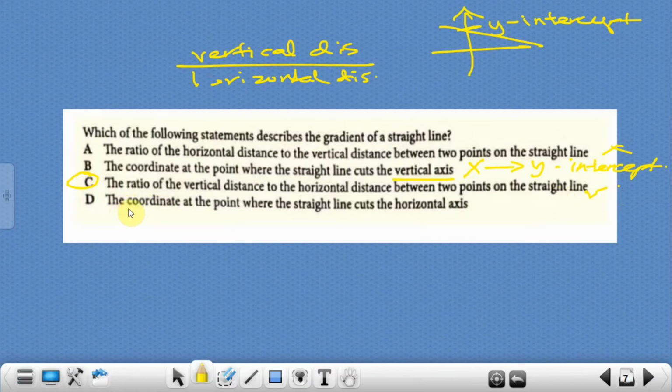We just go through D, the coordinate of the point where the straight line cuts the horizontal axis. This is actually for the x-intercept. This statement is for x-intercept. Okay, next.